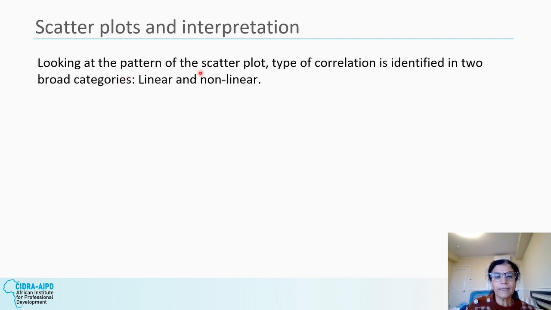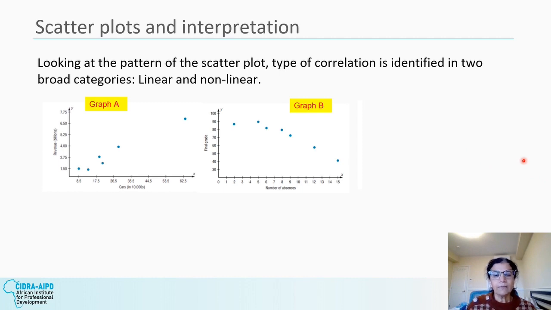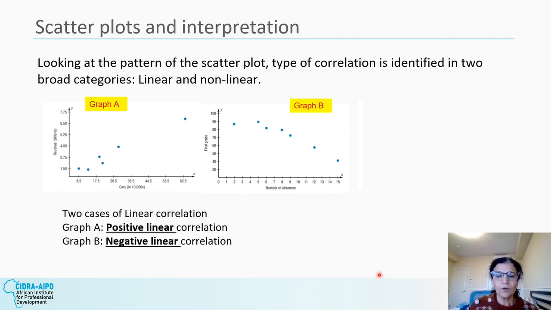Looking at the pattern of the scatter plot, type of correlation is identified in 2 broad categories, linear and non-linear. These are examples of linear correlation. You can see a straight line graph, a pattern of straight line graph. This is linear correlation. But still, we observe that there is a difference. This is upward graph with positive gradient. So graph A is positive linear correlation.